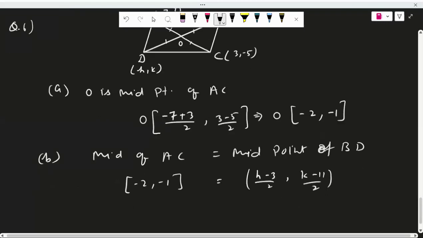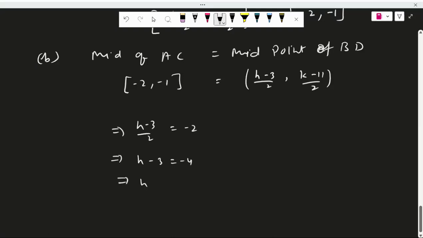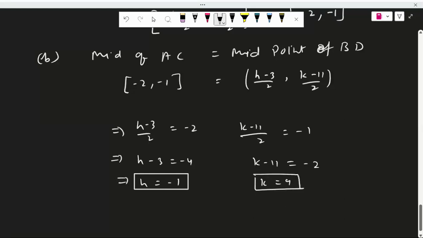We will just equate them to get the values of h and k. So (h minus 3)/2 equals negative 2. Multiply both sides by 2: h minus 3 equals negative 4, and h equals negative 1. Now (k minus 11)/2 equals negative 1. Multiplying by 2, we have k minus 11 equals negative 2, so k equals 9.